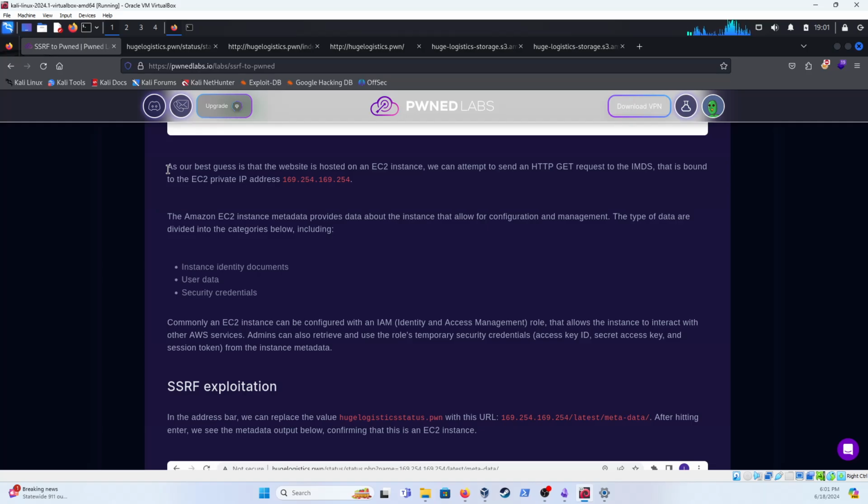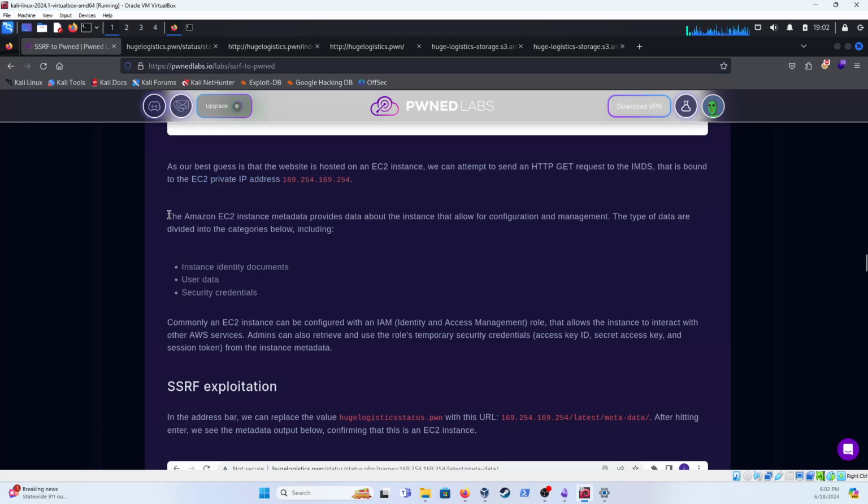It says, as our best guess, the website is hosted on an EC2 instance. We can attempt to send an HTTP GET request to the IMDS that is bound to the EC2 private address. So usually we do enumeration and then we find things, and then we use those things for additional enumeration or possible attack vectors. In this case, we didn't do any enumeration to get this. It was just given to us.